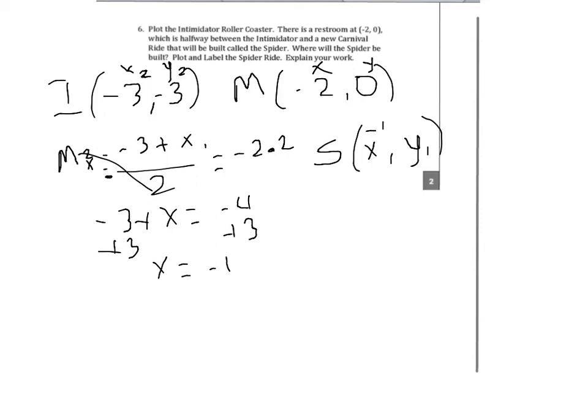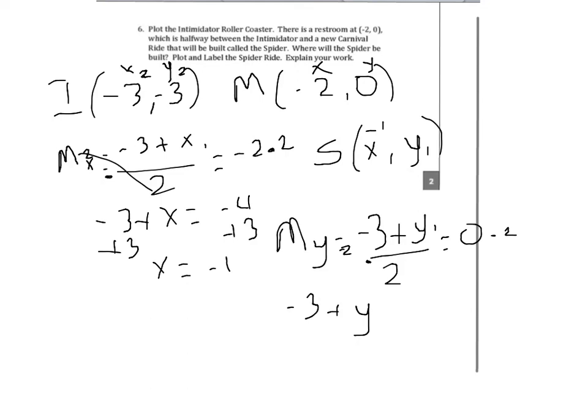And the y1, the y coordinate of the endpoint for where the Spider would be located on the map: the midpoint of the y coordinate is 0, so -3 for the y coordinate from the Intimidator, plus the one that's missing, divided by 2 should equal 0. Well, what expression divided by 2 would be 0? The answer would be 0. So -3 plus what number is 0? It would be +3. And so if we multiply that times 2, that would be 0, -3 plus y1 equals 0. And so that would be +3.